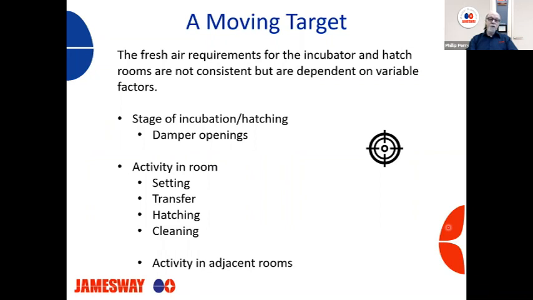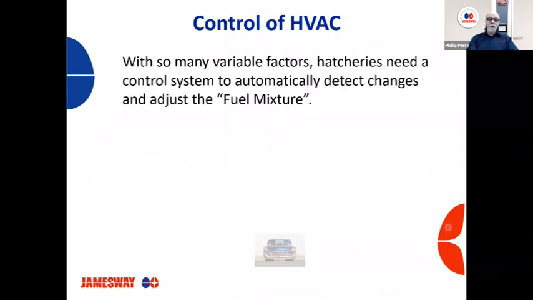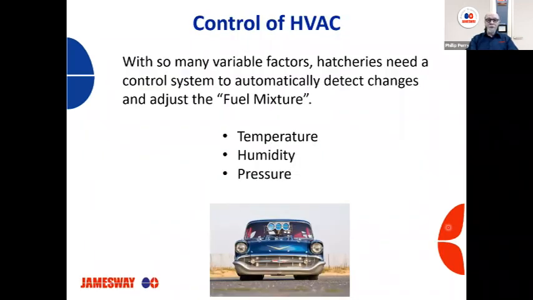But again, these are all things that affect the pressure of our room, and we just need to be aware of it, how often the doors are open, and things that can interfere with the air that we're providing to that room. So when we think of controlling the heating, ventilation, air conditioning, with so many variable factors, hatcheries need a control system to automatically detect these changes and adjust the fuel mixture. Our fuel mixture being our temperature, humidity, and pressure.